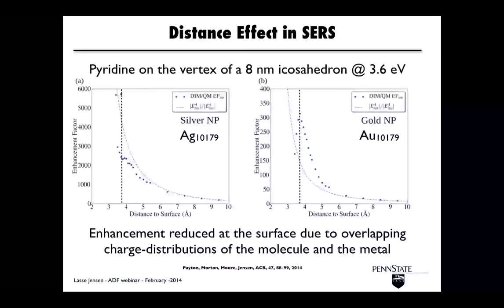And again, the distance effect here is pyridine on a silver metal nanoparticle and a gold metal nanoparticle as a function of distance. This is an 8 nanometer particle. And you see, again, blue dots are the DMQM calculation, and the red line is the electric field enhancement.